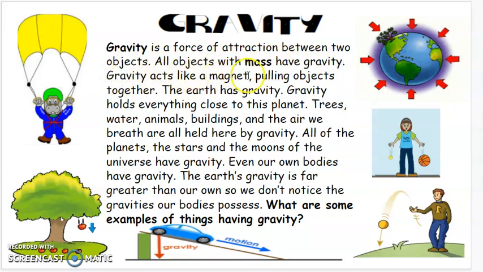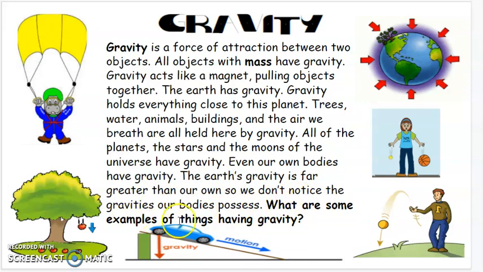Gravity acts like a magnet, pulling objects together. The Earth has gravity. Gravity holds everything close to this planet. Trees, water, animals, buildings, and the air we breathe are all held here by gravity. All of the planets, the stars, and the moons of the universe have gravity. Even our own bodies have gravity. The Earth's gravity is far greater than our own, so we don't notice the gravity our body possesses.